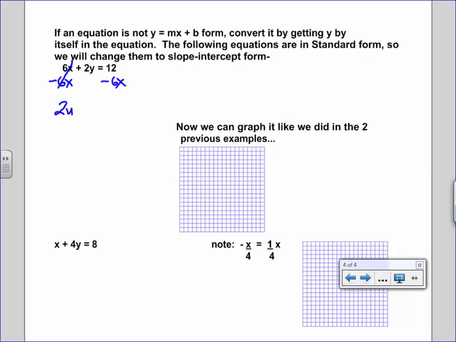We now have 2y equals negative 6x plus 12. We're close. We want y equals, we have 2y equals, so we just have to eliminate the 2, so we'll divide by 2. And if you divide that by 2, you must also divide every other term by 2. Okay, y is now by itself. Negative 6 divided by 2 is negative 3. And 12 divided by 2 is 6. Now we want to graph this just like we did in our previous examples.